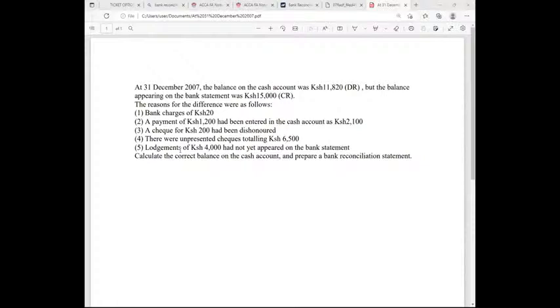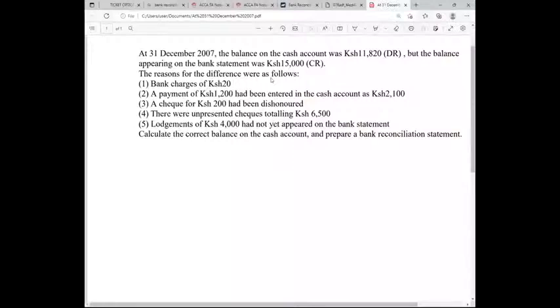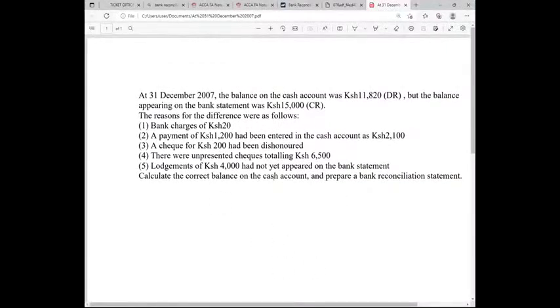Now we are told that at 31st December 07, the balance on the cash account was Kenya shillings 11,820 debit. But the balance, I hope you guys are able to see this question. Are you able to see the question that I'm reading here? If you're able to see it, comment there, and then most importantly, take a screenshot.